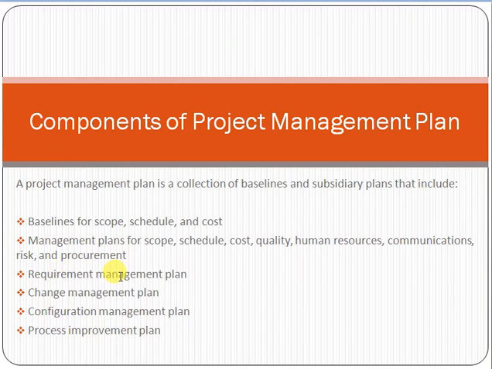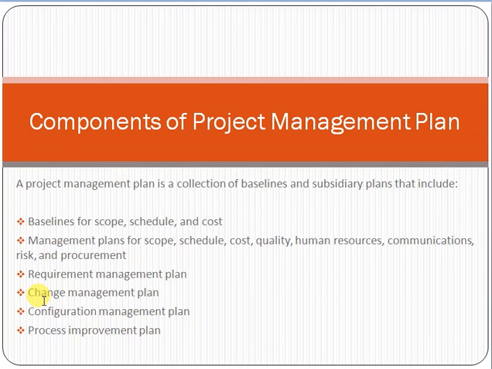Next is the requirements management plan. It defines how you will manage the requirements. Definitely requirements come to the project, and then they become part of the scope of the project. So this is basically a plan for managing the requirements. Next one is the change management plan.